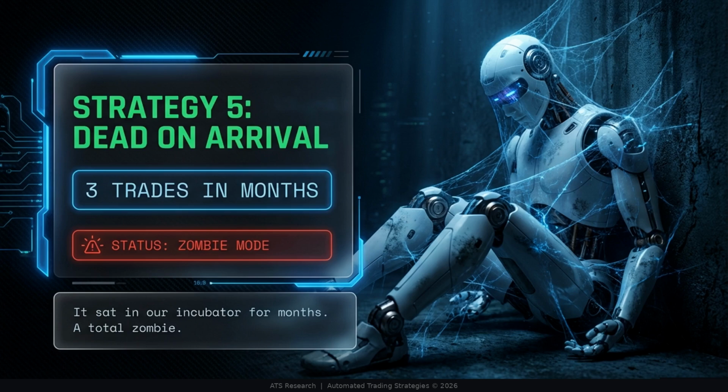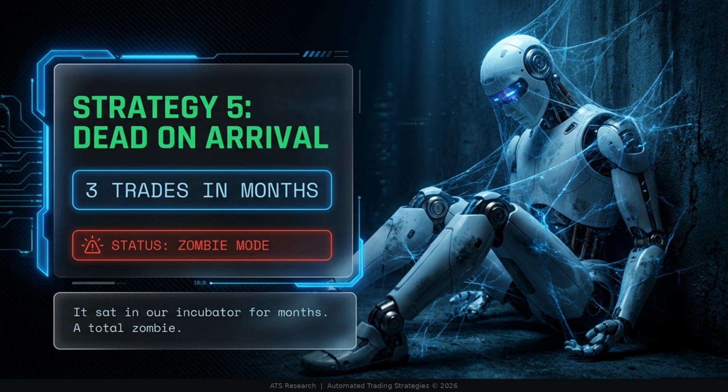Strategy number 5 is a weird one. We honestly thought it was dead on arrival. Oh yeah, it sat in our incubator for literally months and took exactly 3 trades. It was a total zombie, because it was designed to be incredibly picky.